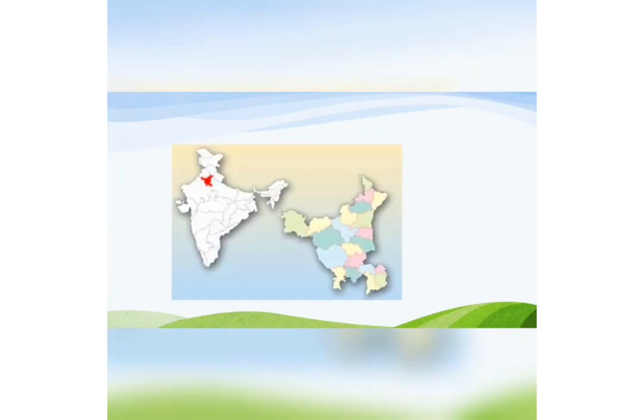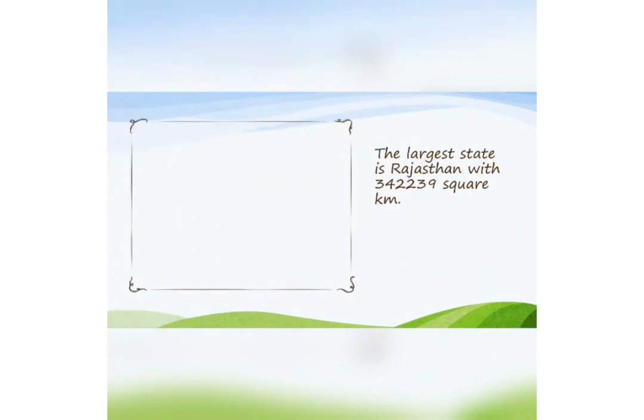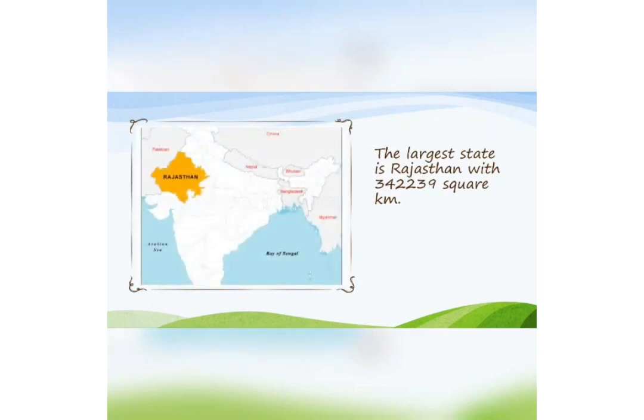Children, do you know in which state of India Ambala is located? Yes, Ambala is in Haryana. We live in Haryana state. The largest state of India is Rajasthan. It has 3,42,239 square kilometer area.